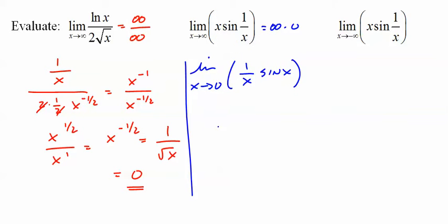But the reason we did that is now we can write this as sine of x over x. Take the derivative, cosine of x over 1. As it goes to infinity, oh, sorry, now we're going to 0. We get 1.